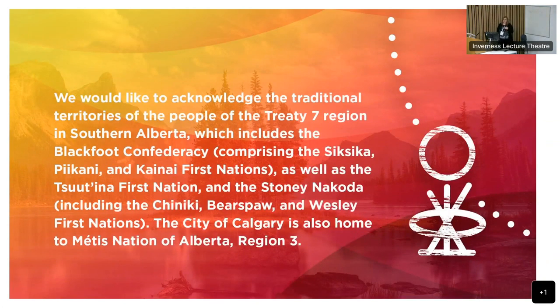In Canada, it's really important to acknowledge the traditional territories in which we come. So the traditional territories of the Treaty 7 region of southern Alberta, where the University of Calgary is located, which includes the Blackfoot Confederacy, comprising the Siksika, the Kainai First Nations, as well as the Tsuut'ina First Nation and Stoney Nakoda, including the Chiniki, Bearspaw, and Wesley First Nations. And the city of Calgary is also home to the Métis Nation, Alberta Region Number 3. When we talk about the land in which we come from in Canada, we think about why we appreciate the land as well.